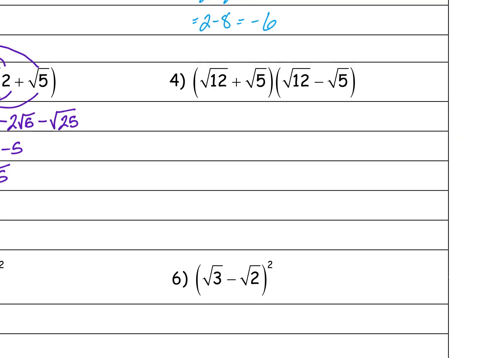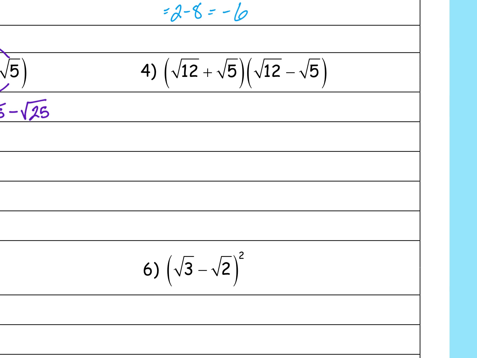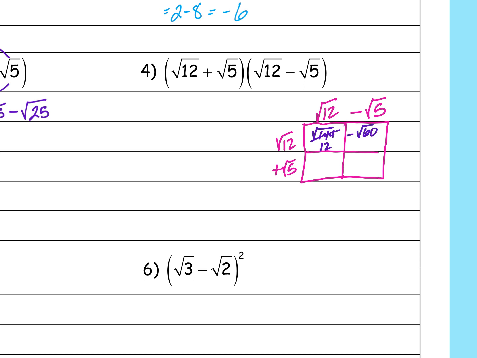Okay, so this one I'm going to do using the box method, because sometimes I like that a little better. You guys can do it whichever way you choose to do it, right? So I've got the square root of 12 plus the square root of 5, and then the square root of 12 minus the square root of 5. So if I multiply these together, I get the square root of 144, which happens to be 12, right? And then minus the square root of 60, and then the square root of 60, and then minus the square root of 25, which happens to be -5.